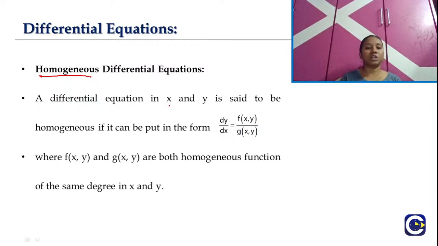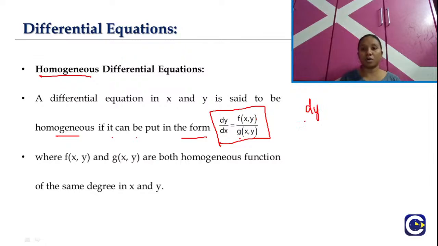So a differential equation in x and y is said to be homogeneous if it can be put in the form dy by dx equal to f of x comma y over g of x comma y. A homogeneous differential equation is an equation which consists of both x and y variables, in the form dy by dx equal to f of x comma y by g of x comma y.